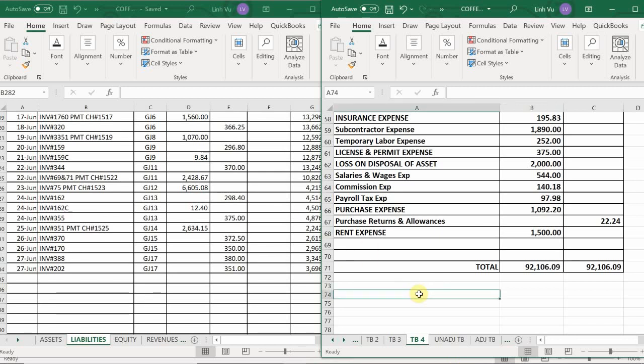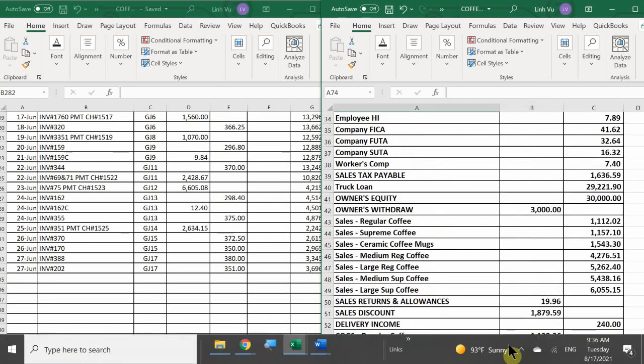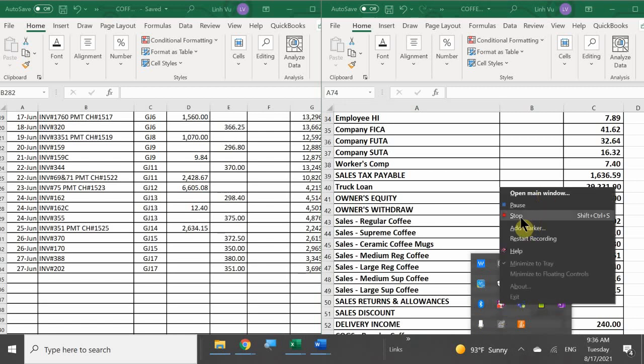Okay, so yes, we balance on both sides. Let me go ahead and save these worksheets and post them, and then we can continue on.